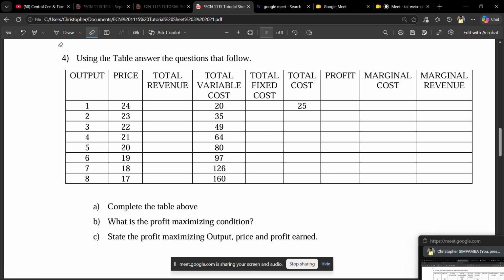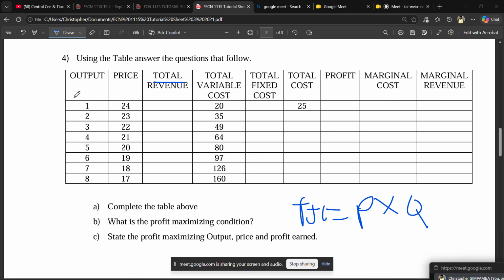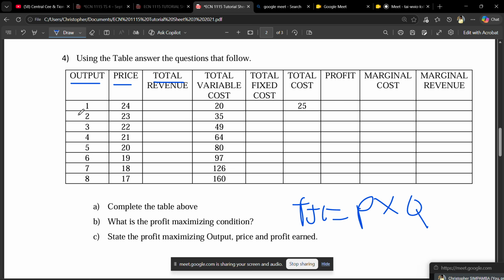Okay, so from here, how do we find total revenue? We know that total revenue is simply price times quantity, right? So that is total revenue. Our output is here and our price is here. So this is the market price and that's the output.